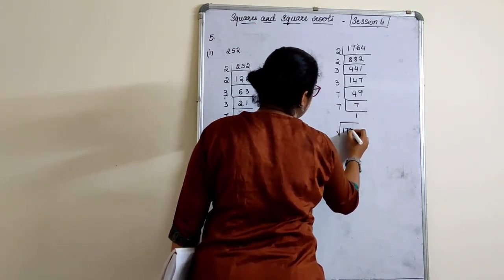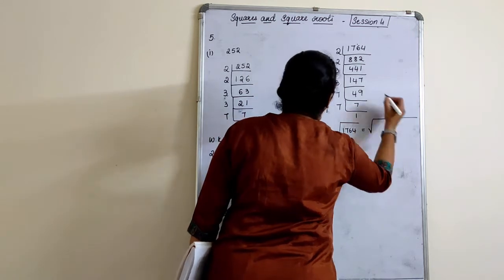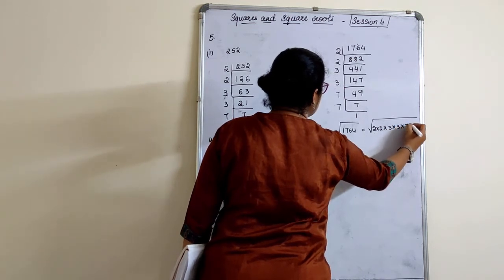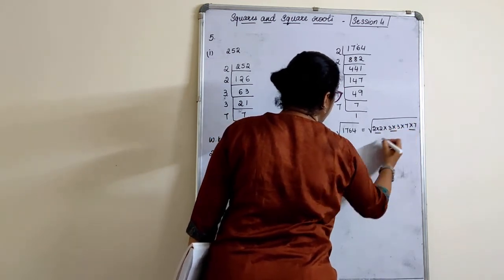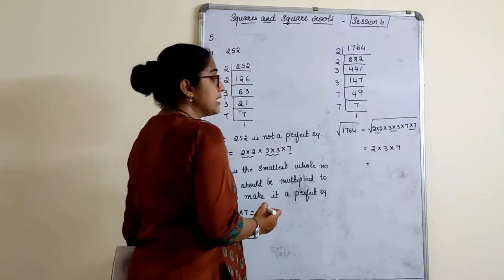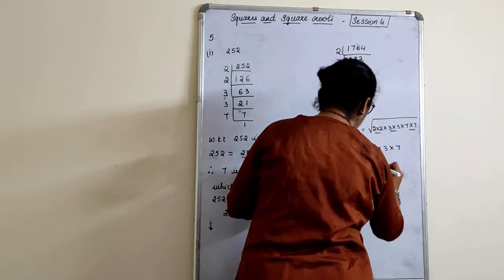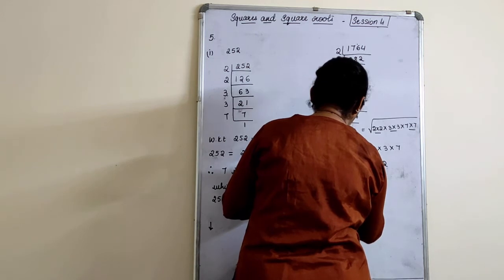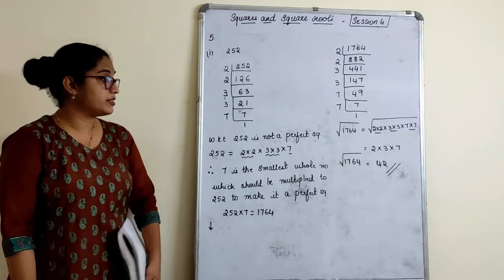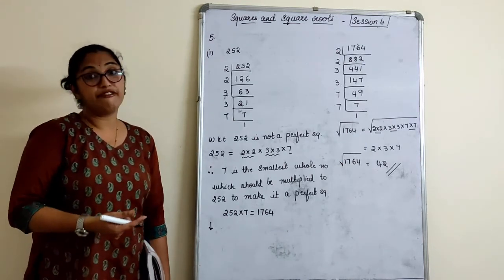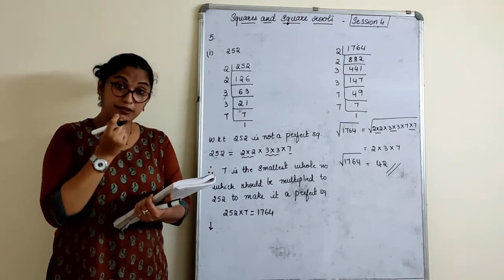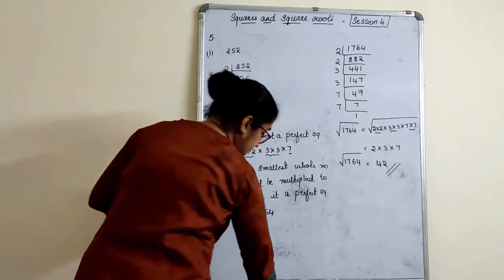So the square root of 1764 is equal to the root of 2 into 2, 3 into 3, 7 into 7. See the pairs here, right? So this is 2 into 3 into 7. 2 threes are 6, 6 sevens are 42. So the square root of 1764 is 42. This is how we are going to solve this. First find the least number to be multiplied, and then after multiplying, find the square root of the number obtained. So now we have got an idea, children, how to do this. Okay, let's do one more sum.